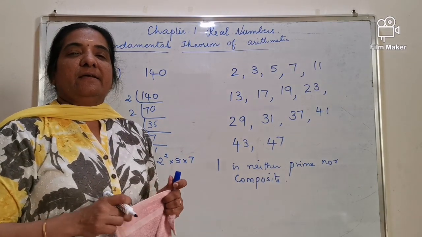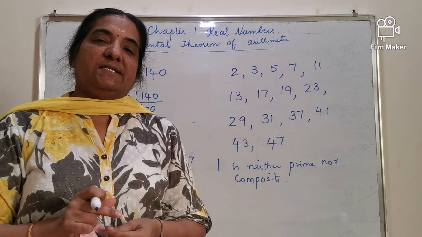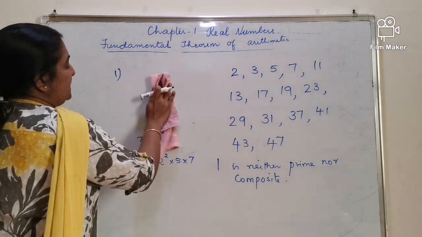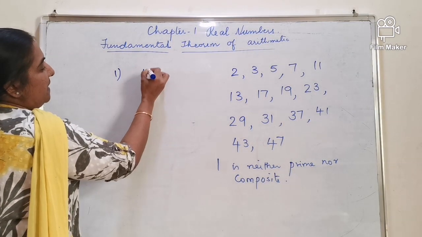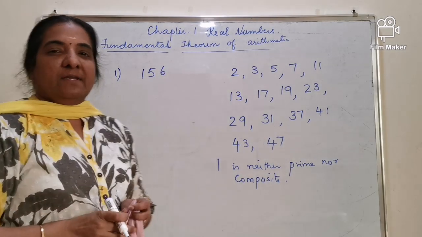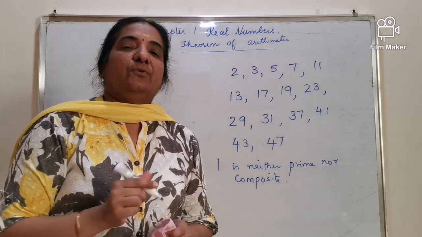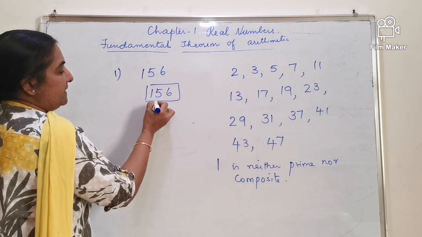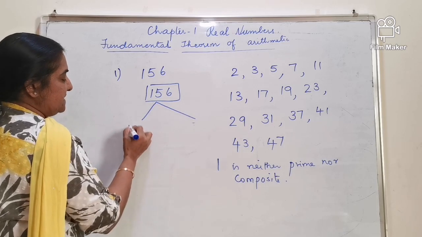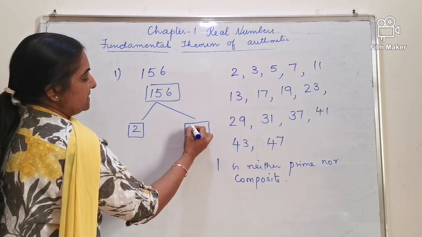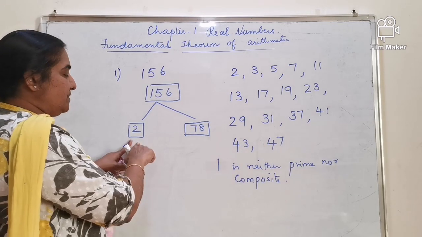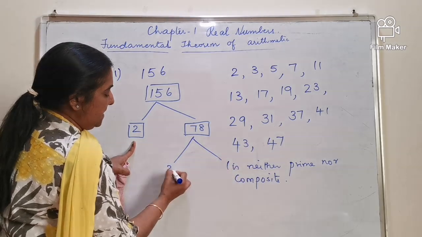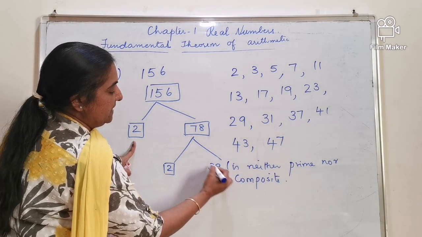In the same way, the numbers can be expressed as a factor tree. Let me explain that with the second example of 156. 156, we are going to express the prime factors in a factor tree. The number 156 is first factorized as 2 and 78. 2 is already a prime number. We are factorizing 78 as again 2 and 39.